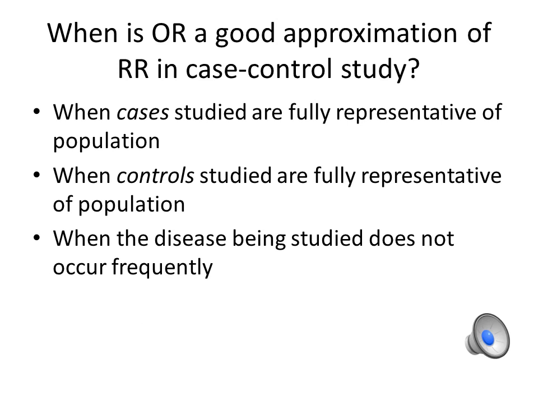So when is odds ratio a good approximation of relative risk in a case control study? There are 3 parameters: when cases studied are fully representative of the population, when controls studied are fully representative of the population, and when the disease being studied does not occur frequently.